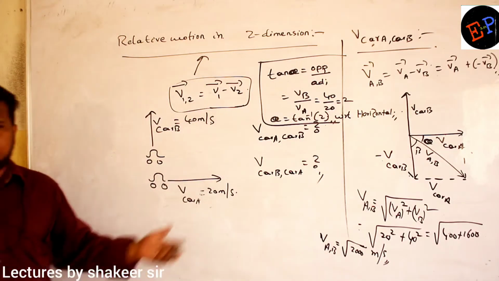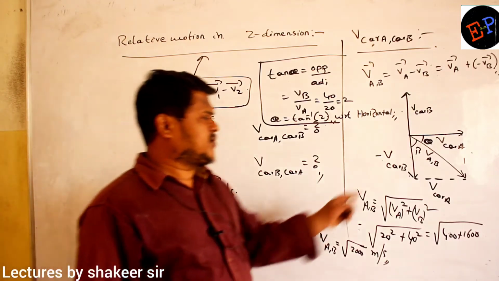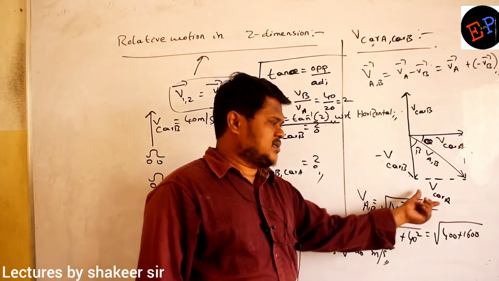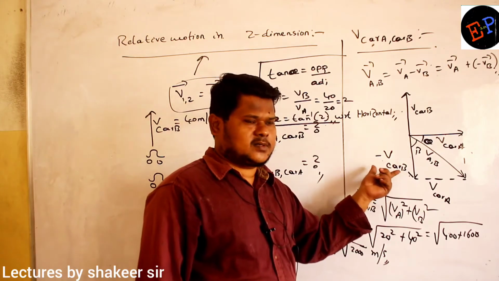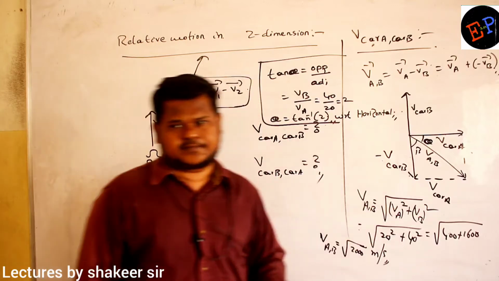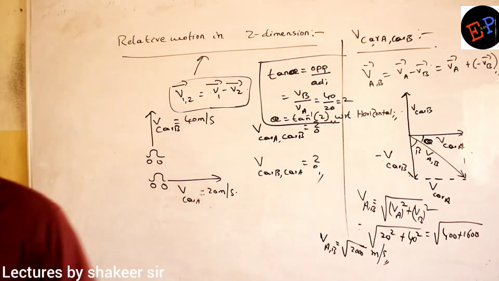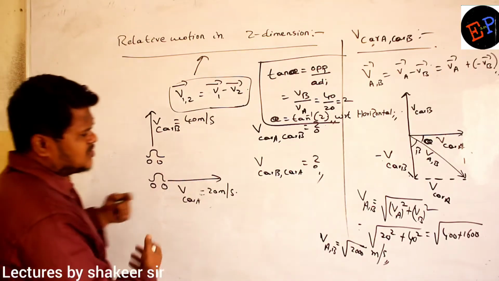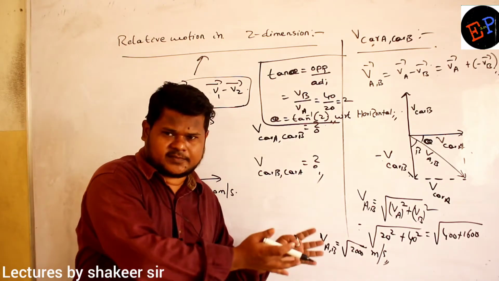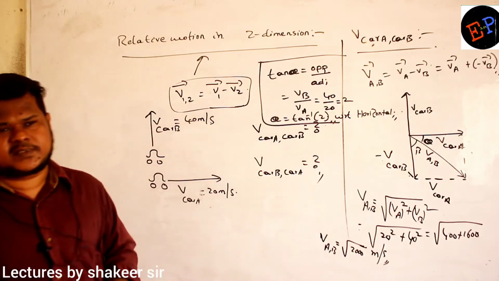Are you able to understand? You can find out the angle with respect to vertical also. If you take tan beta, then this is opposite, this is adjacent. Opposite is 20, adjacent is 40. 20 by 40 you will get. Same concept of one-dimensional motion, but we are drawing figures here. Clear? That's it. Very simple.